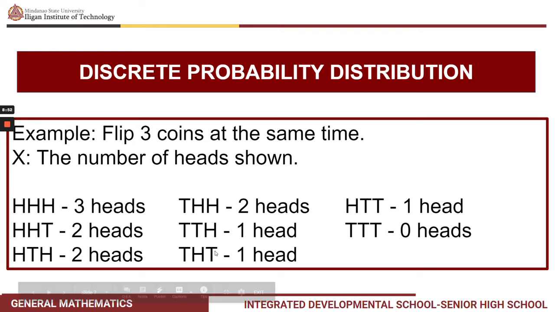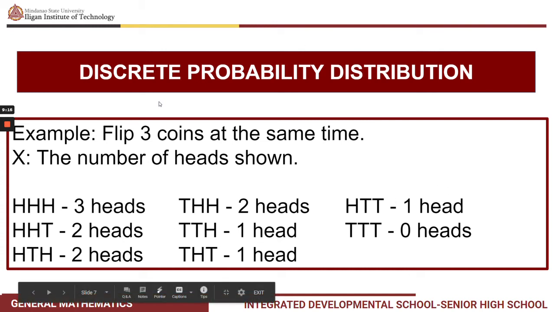Heads, heads, tail. Okay, there are 2 heads. Heads, tail, heads. 2 heads. Tail, heads, heads. 2 heads. Heads, tail, tail, 1 head. Tail, heads, tail, 1 head. And tail, tail, heads, 1 head. And when all are tails, 0 heads. So you have 8 possible outcomes.